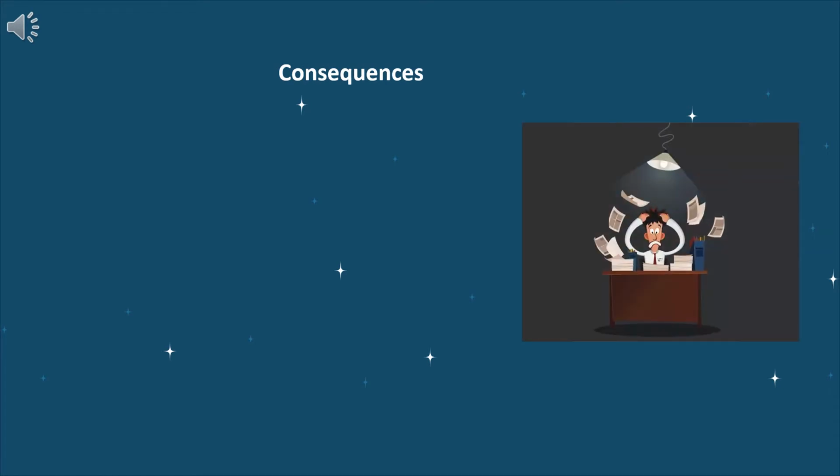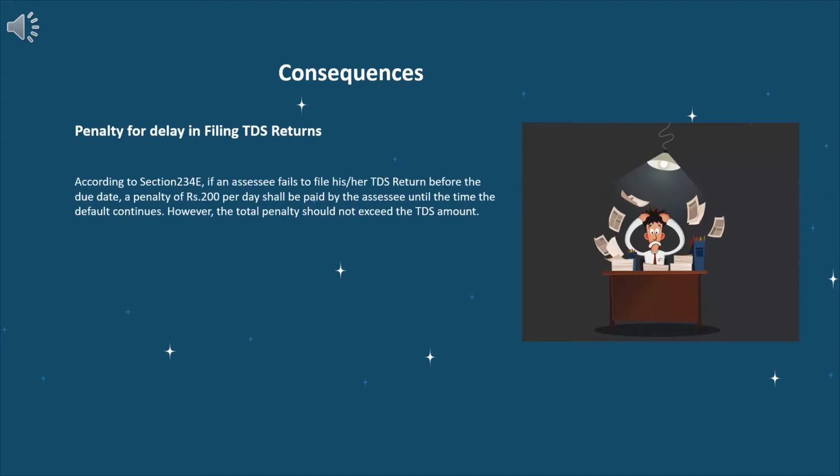Consequences or penalty for late filing or non-filing of TDS returns. Penalty for delay in filing TDS returns: according to Section 234E of the Income Tax Act, 1961, if an assessee fails to file his or her TDS return before the due date, a penalty of ₹200 per day shall be paid by the assessee until the default continues. However, the total penalty should not exceed the TDS amount.